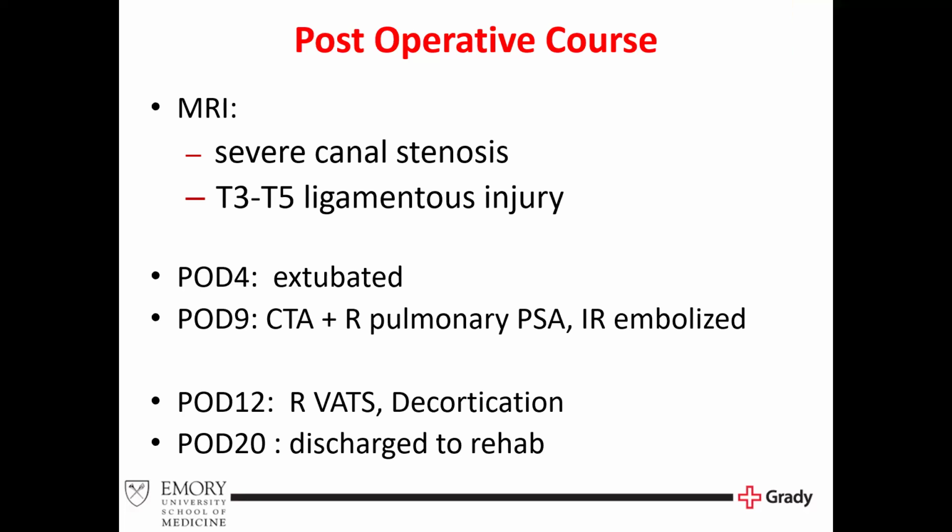So post-operatively, the patient got an MRI, which showed severe canal stenosis, and he had a T3 to T5 ligamentous injury. He did well post-operatively. He was extubated on post-op day 4. On post-op day 9, we got a repeat CTA of his chest, which showed a right pulmonary pseudoaneurysm for which IR embolized. And on post-op day 12, he ended up getting a right VATS with a decortication for retained hemothorax. But ultimately he was discharged to rehab on post-op day 20 and has since been discharged from rehab and is at home.